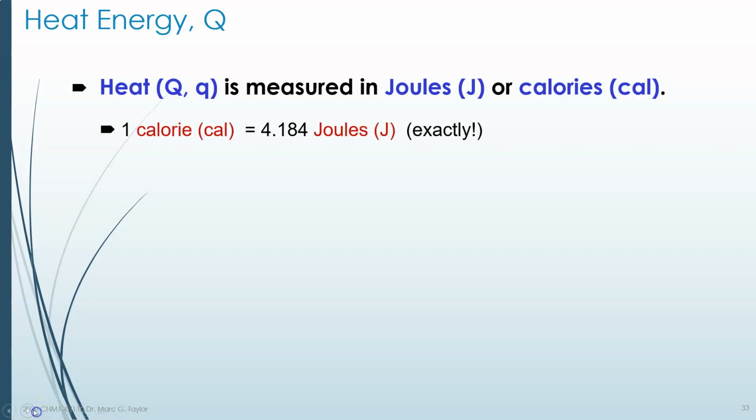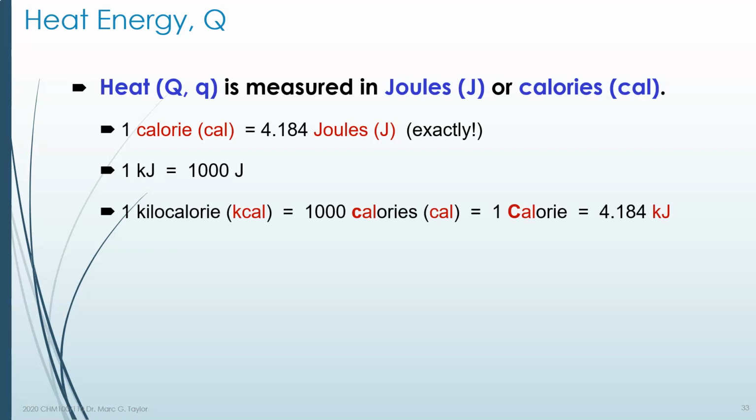The unit of 1 calorie, this is the small c calorie, is equal to 4.184 joules exactly, and this is the defined amount. So this was set as being exactly equal to one another. So joules is the metric unit, calories is from the imperial system. Now, 1,000 joules, or a kilojoule, is also related to the calories as shown here.